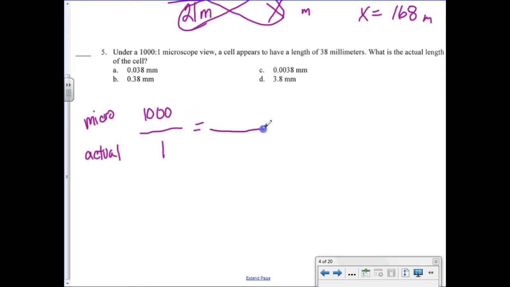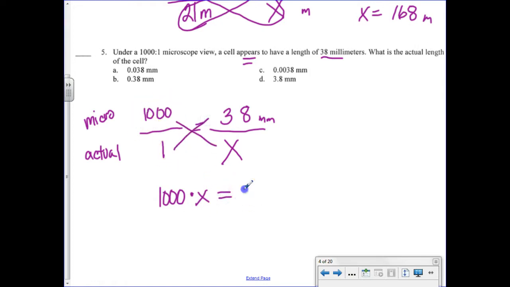So when it tells me that it appears to have a length of 38 millimeters, guess what? Appears. That means I'm looking through the microscope, and this 38 millimeters is what it looks like. I want to find the real one, which should be much smaller, because in a microscope, everything appears much larger. All right, start using our cross products here. 1,000 times x equals 1 times 38.